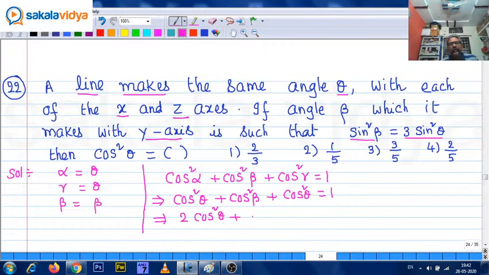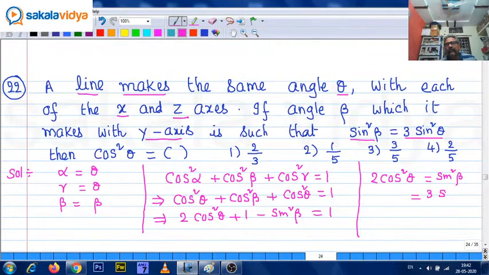Change this cos square beta in terms of sine: 1 minus sine square beta equals to 1. You get now that sine square beta is 3 sine square theta. So that means you can write 2 cos square theta, this 1 gets cancelled, we have sine square beta. This sine square beta is replaced by 3 sine square theta, which means we can write 3 times 1 minus cos square theta.